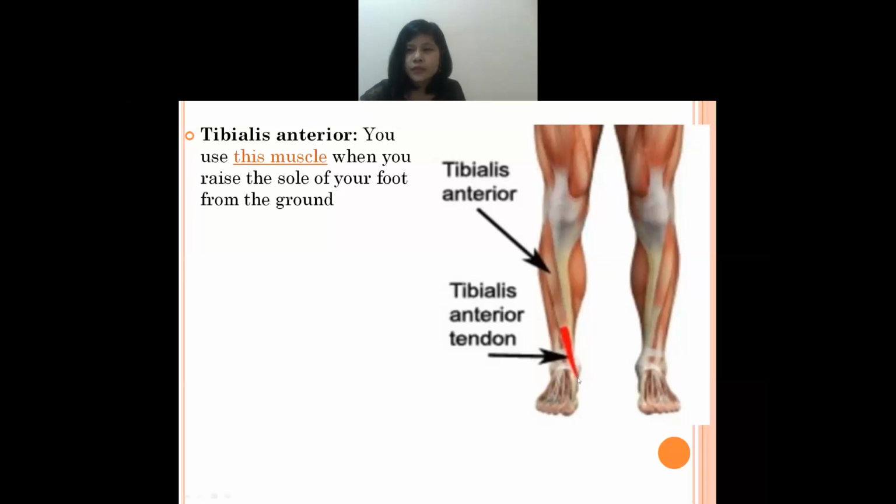So the tibialis anterior, what do they do? They help in raising the sole of your foot from the ground. Understand, they will help you in walking. You all lift up your leg when walking, don't you? So they help in raising up.